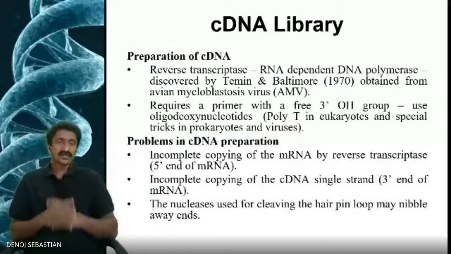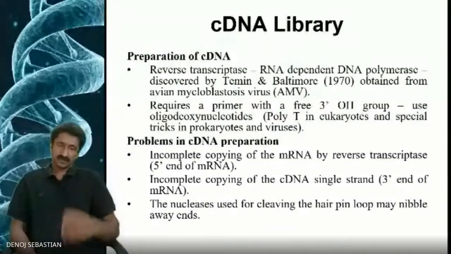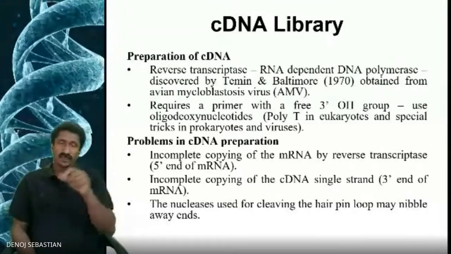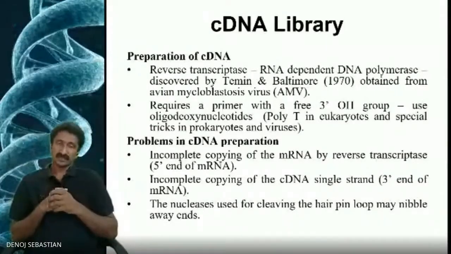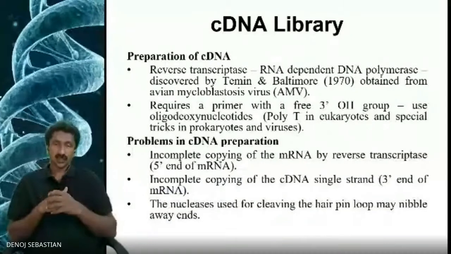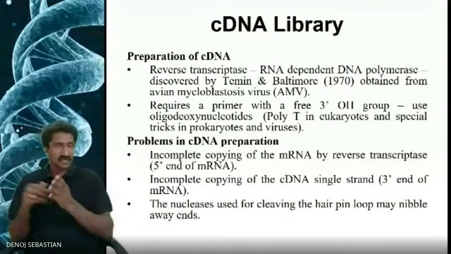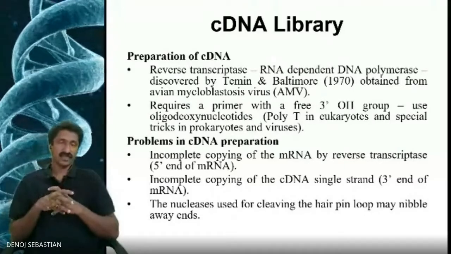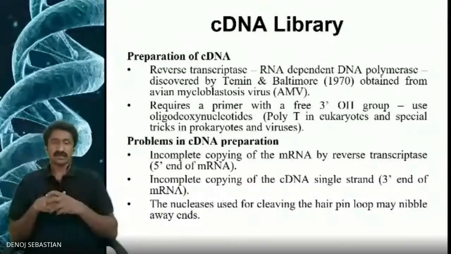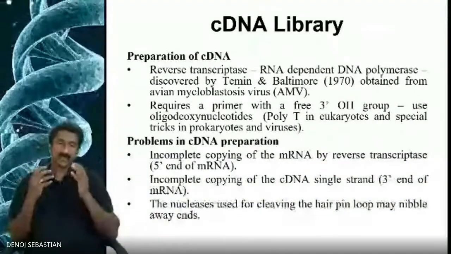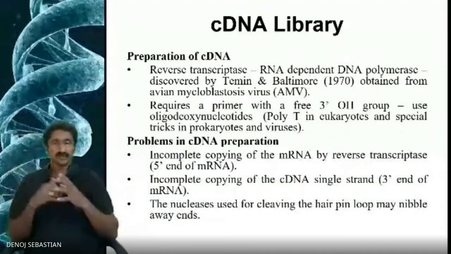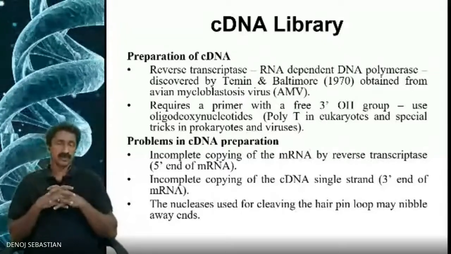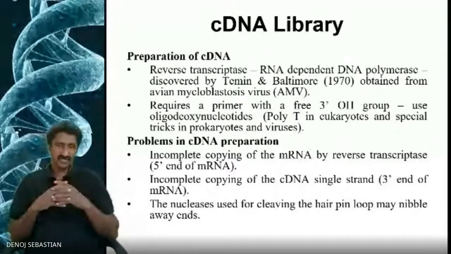And the nuclease is used for cleaving the hairpin loops, and we will see how it is done. There is a hairpin loop created at one end during the copying, and you may require S1 nuclease for cleaving that one. So it may nibble away or cut a few bases from one of the ends. So if you are trying that type of nuclease treatment, some of the bases at one end may be missing. So these are some reported problems with the preparation of the cDNA.